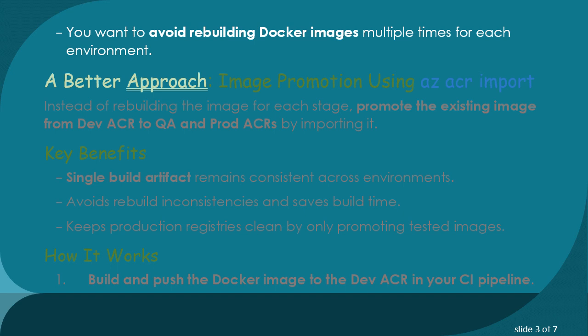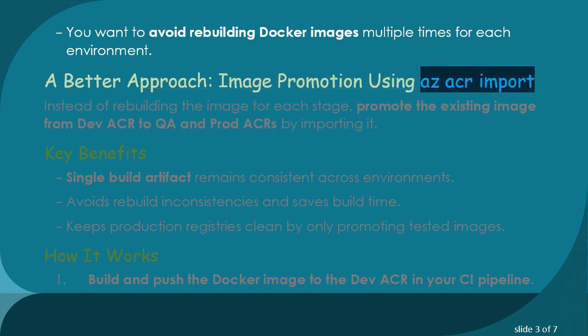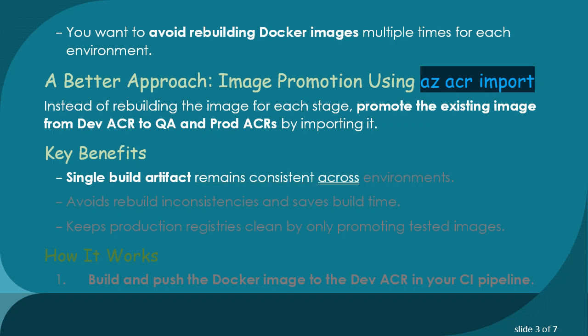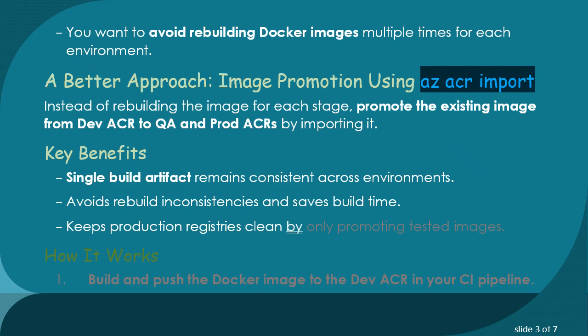A better approach: image promotion using ACR import. Instead of rebuilding the image for each stage, promote the existing image from dev ACR to QA and prod ACRs by importing it. Key benefits. Single build artifact remains consistent across environments. Avoids rebuild inconsistencies and saves build time. Keeps production registries clean by only promoting tested images.